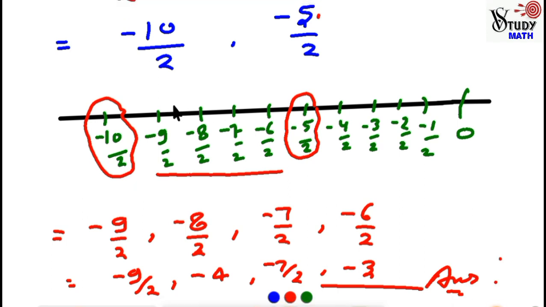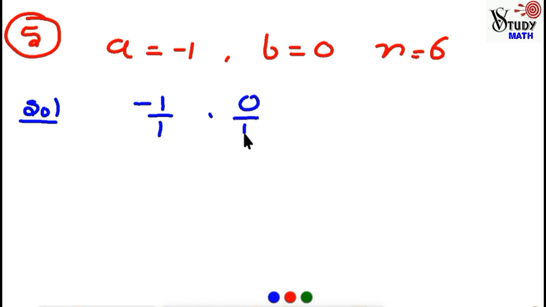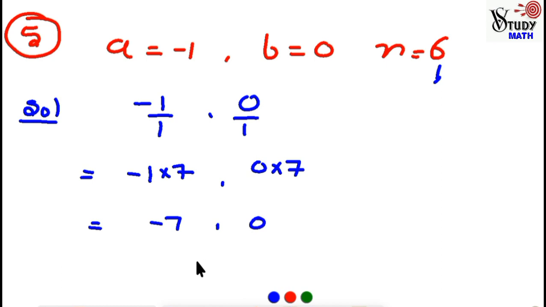Now come to solve the next question, question number 5. In question number 5, given that a is equal to negative 1 and b is equal to 0 and n is equal to 6, we have to find 6 rational numbers. So let's do this question very easily. Here both the denominators are the same, so we are going to multiply by 7, and 0 will also be multiplied by 7, which is greater than this 6. So that is negative 7 and 0. So what we have to do here is find 6 rational numbers. Let's draw the number line.